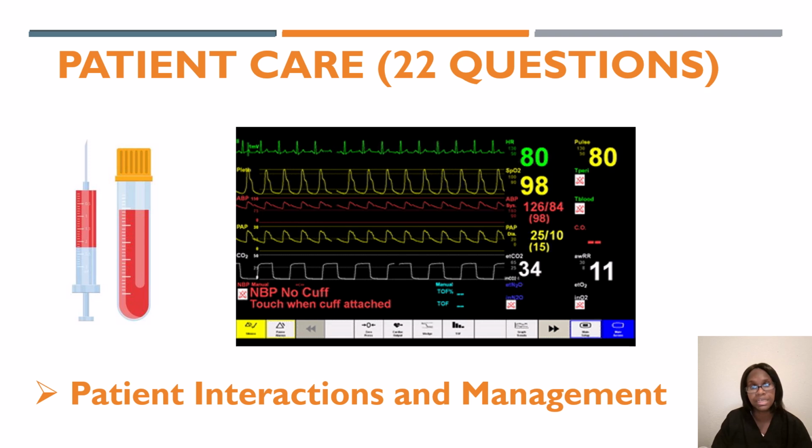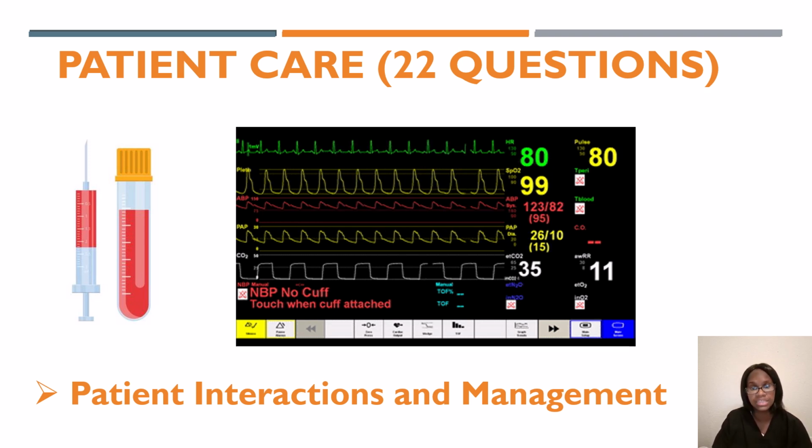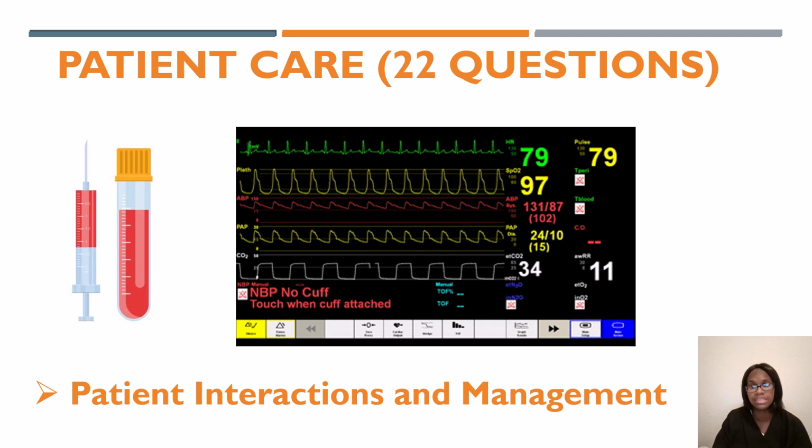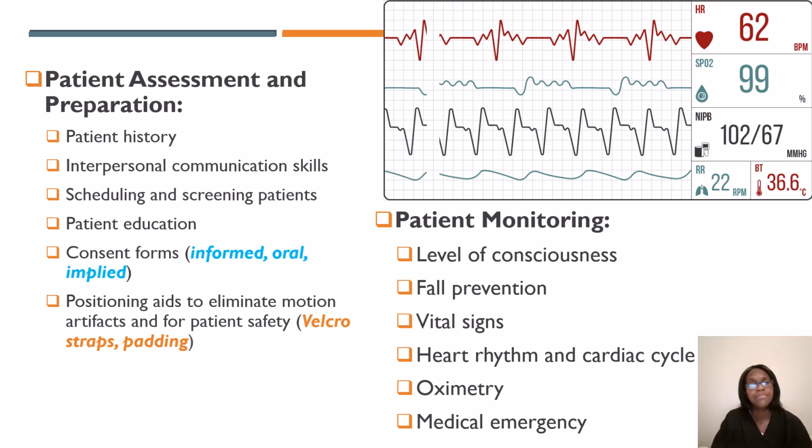Like I was saying, under patient care, there will be 22 questions. This will fall under patient interactions and management. So we're going to dive into the patient care section. For patient assessment and preparation, you need to know things on patient history, interpersonal communication skills, scheduling, and screening your patients. Whenever you are screening your patients, if they are coming in for an abdomen scan, are you telling them to stay NPO for at least 4 hours? If they're coming in for a CT head scan, you shouldn't tell the patient to be NPO.